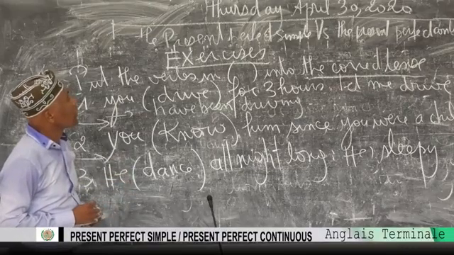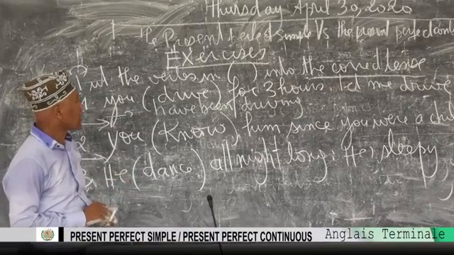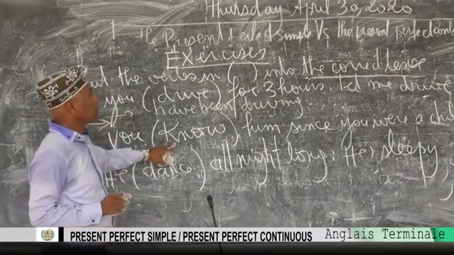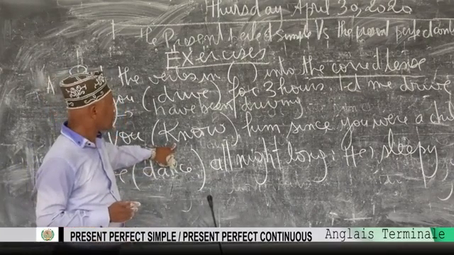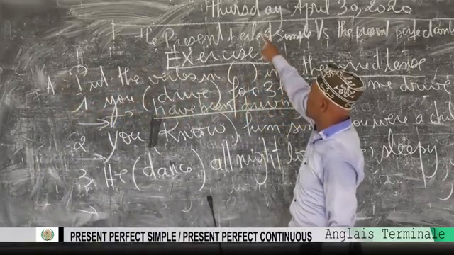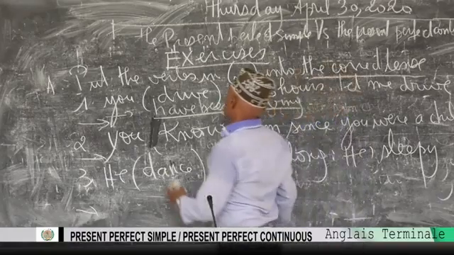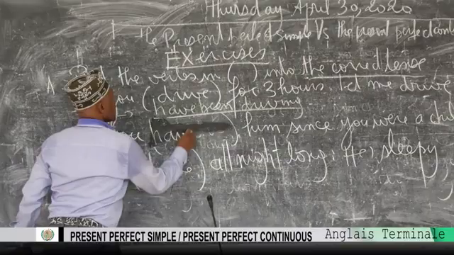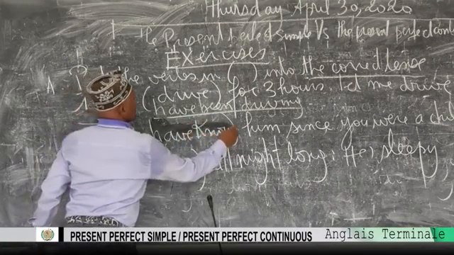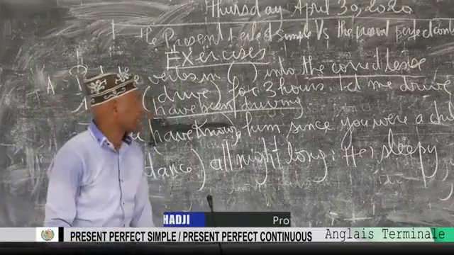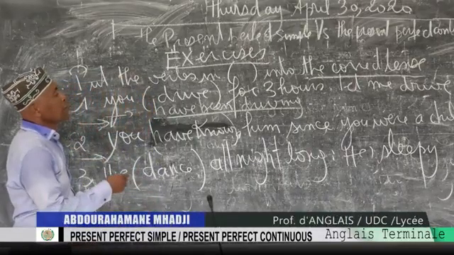Now, you know him since you were a child. Because know is not an action verb, we will not use this tense, but rather the present perfect simple. So we say, you have known. And not you have been knowing, which would be incorrect. You have known him since you were a child.